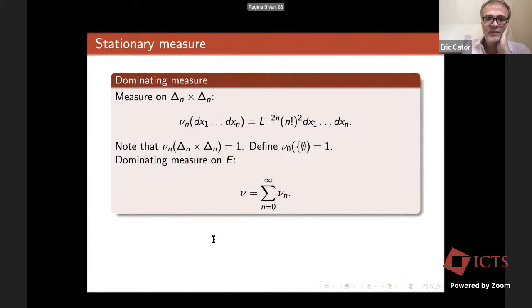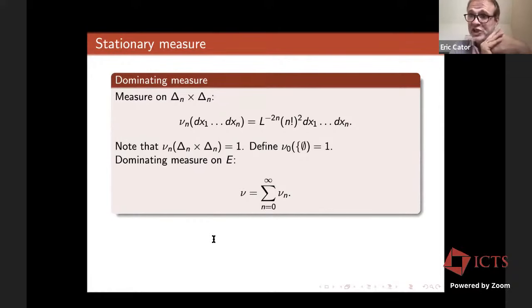Okay. Now, the first order of business is, of course, to see, is there a stationary measure? Well, there is. That's kind of obvious. But what is the stationary measure for this periodic corner growth model?